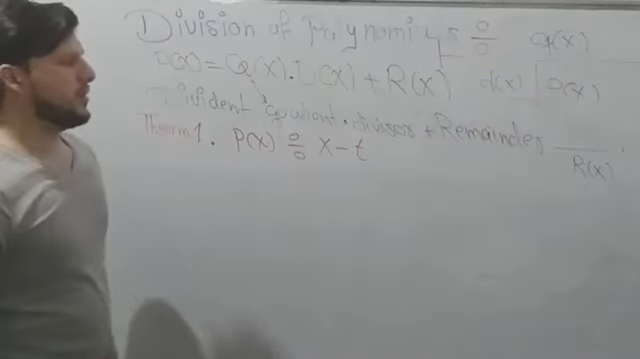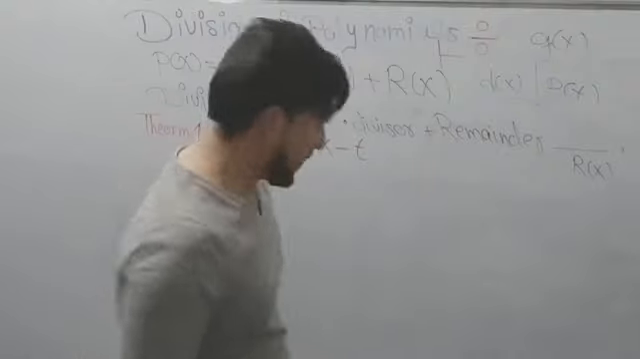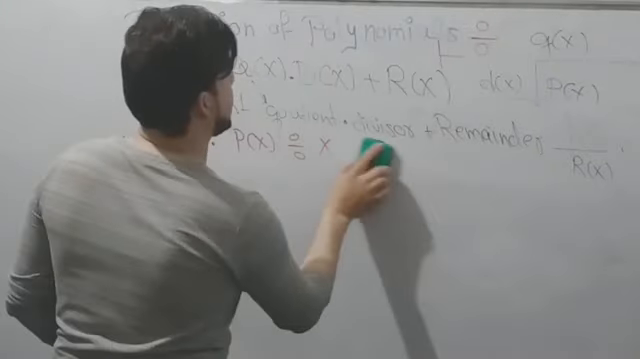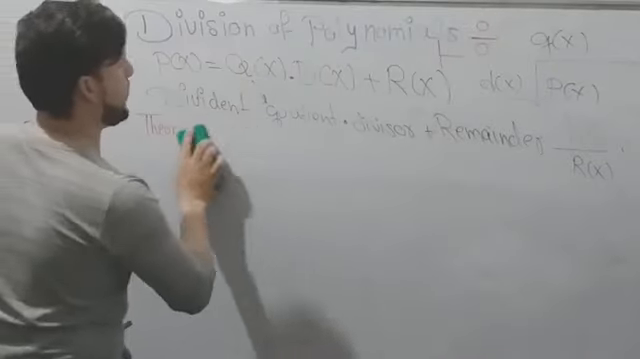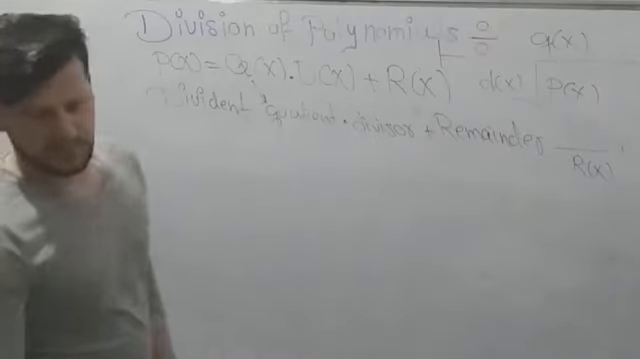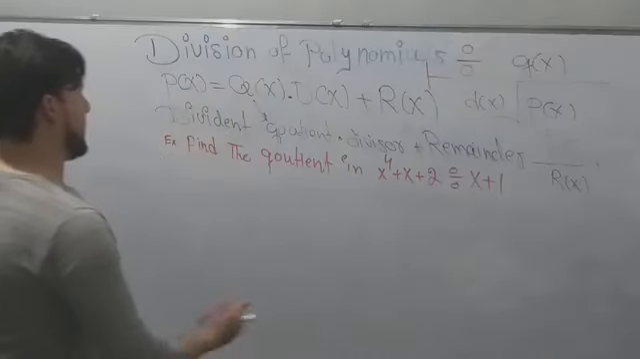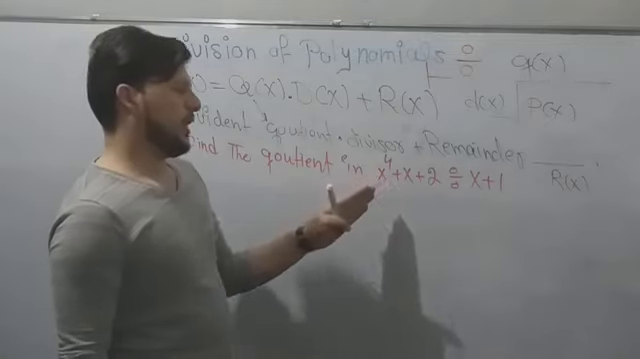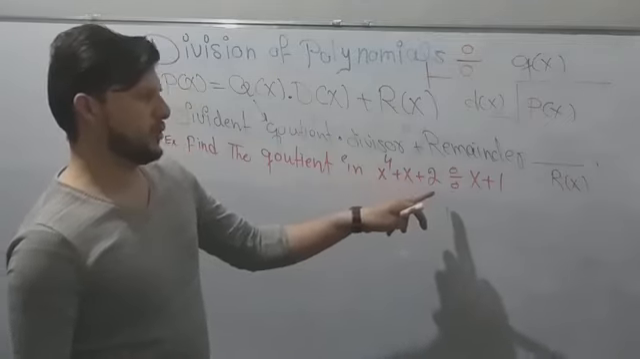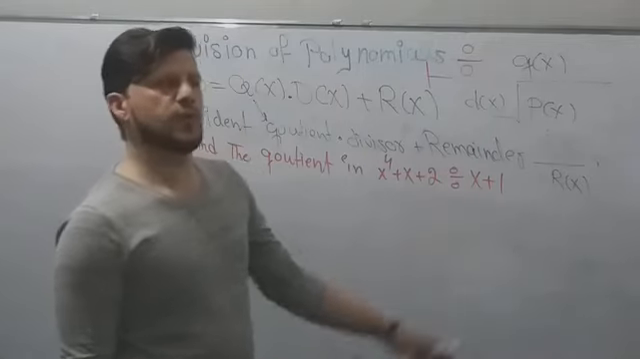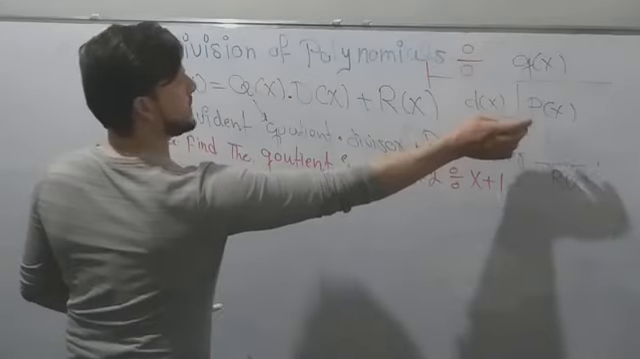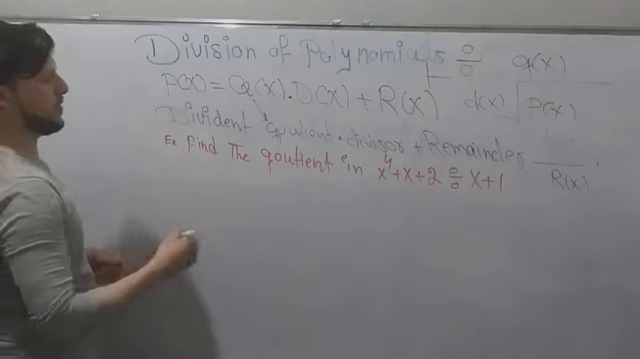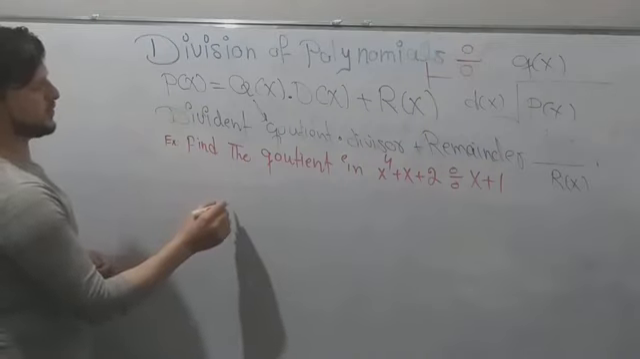So for polynomials, you have to see an example. Let's have a very simple example: find the quotient of x to the power of 4 plus x plus 2 when it is divided by x plus 1. We can use this division method. See how to solve this question.